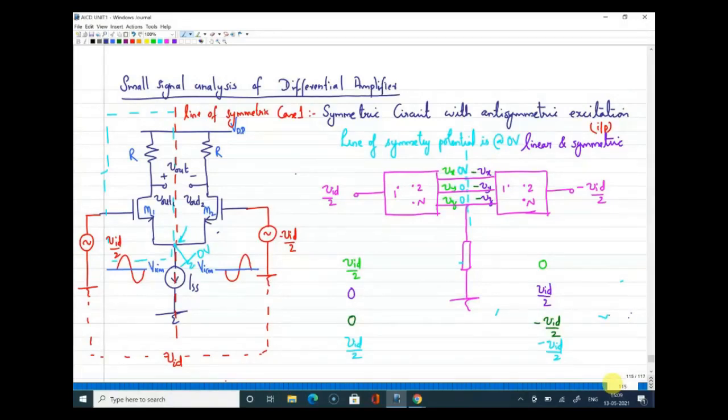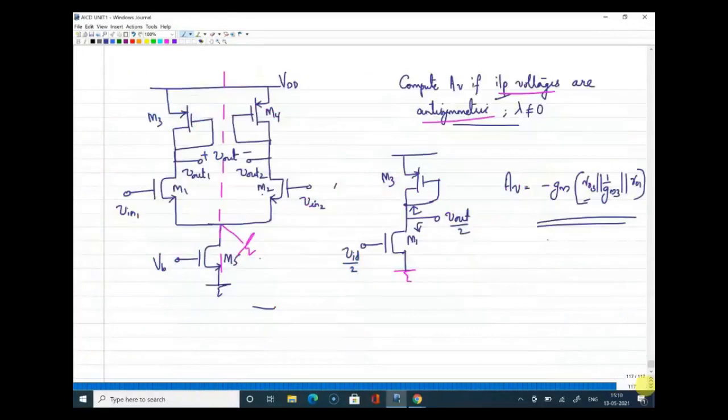Yes, there is a question. The circuit will only be symmetric if M4, M3 are identical. Yes, yes, that is also there. M3, M4, M1, M2, all those. You can say that the circuit is symmetric in that case. Yeah, that is right. That is a right observation, Bhuvan.